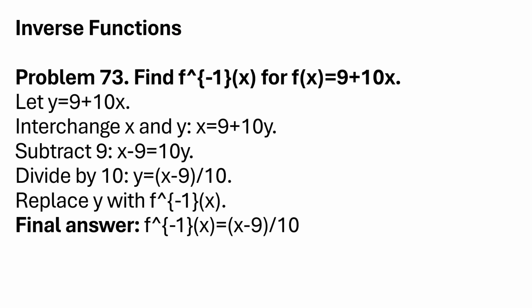We are asked to find the inverse of the function f of x equals 9 plus 10x. First, replace f of x with y. We have y equals 9 plus 10x. Next, interchange x and y. This gives x equals 9 plus 10y. Subtract 9 from both sides. We obtain x minus 9 equals 10y. Finally, divide by 10. Therefore, the inverse function is f inverse of x equals (x minus 9) divided by 10.